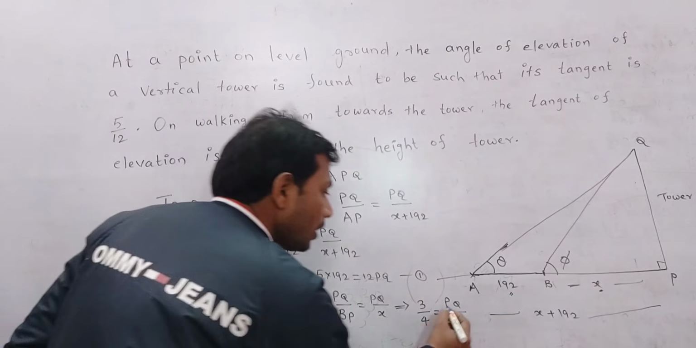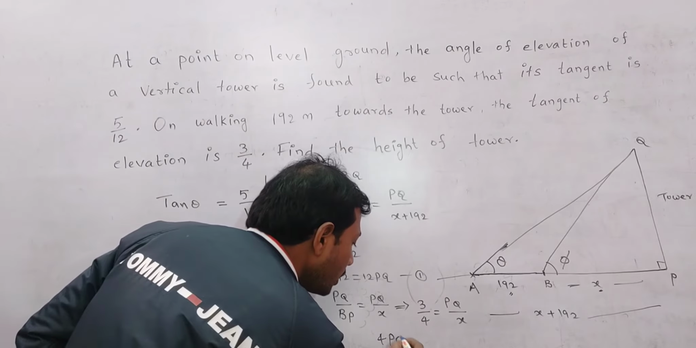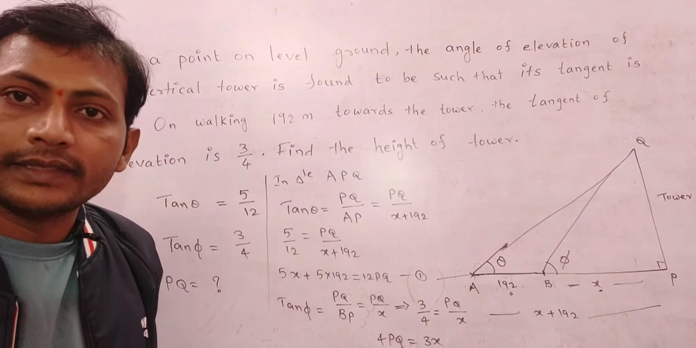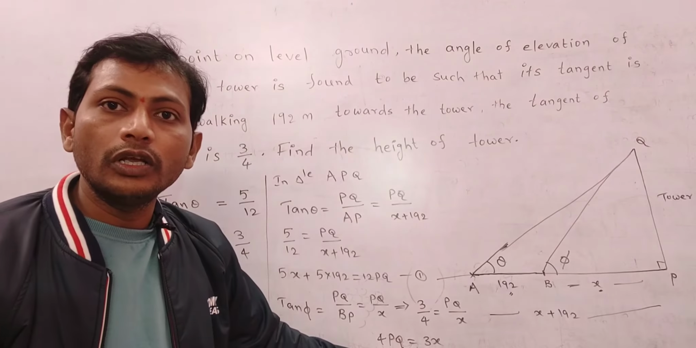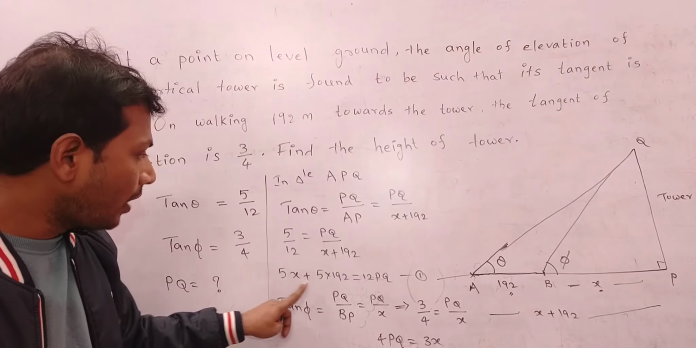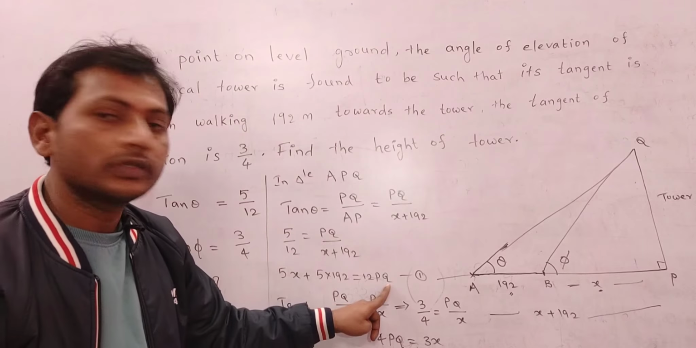Then I am writing here 4 into PQ equal to 3 into X. I hope you are able to see: 4 PQ equals 3 into X. Now one more equation you already got: 5x plus 5 into 192 equals 12 PQ.